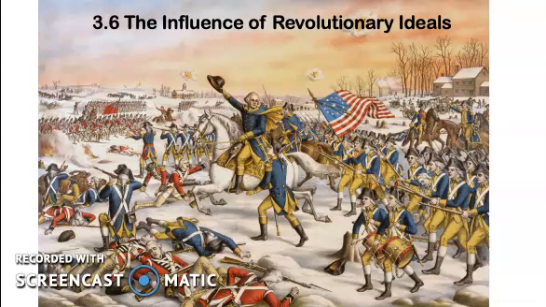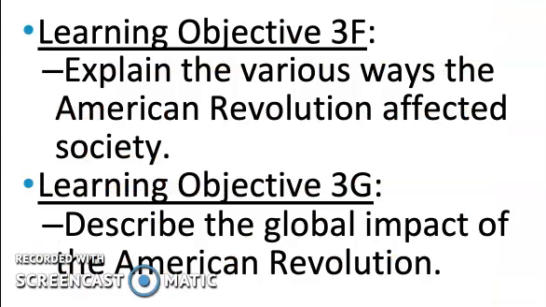We're back for our next lecture here in AP US History. Today we're going to be looking at 3.6, the influence of revolutionary ideas. We have two learning objectives that we're going to be hitting up really quickly today. The first one is 3F, explain the various ways the American Revolution affected society. And 3G, describe the global impact of the American Revolution.